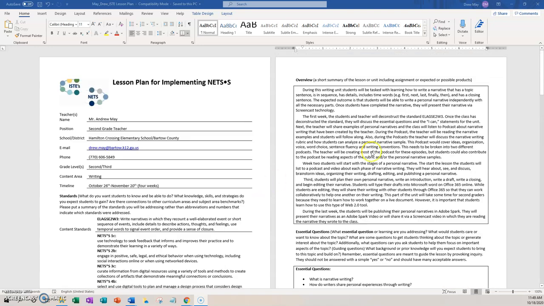So in the overview, right here, it'll last 4 weeks, and in the first week, they will deconstruct the standard, and we will start on the basics of narrative writing. In week 2, they will actually get into their writing. This is where they listen to the podcast and the video in each phase. In the third week, they will plan their personal narrative, write their introduction, write their draft, and then they will get into the computer aspects of it. And then during the last week they will be publishing and they will be presenting.